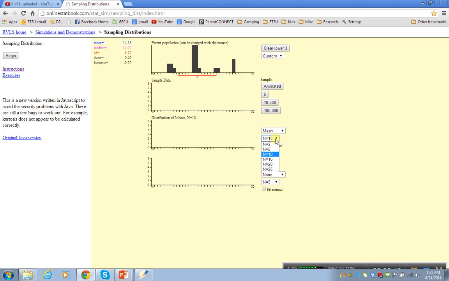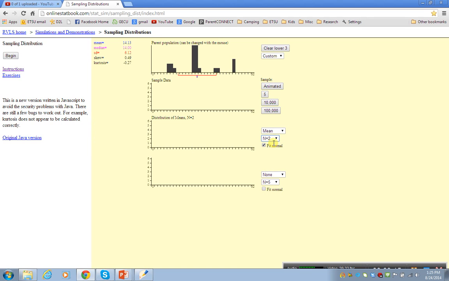So let's suppose I take a sample of 16 and do this 100,000 times. It's looking like a pretty good fit for my normal distribution. And let's suppose I do 25. I'm going to do this 100,000 times, and it's looking a lot like a normal distribution.